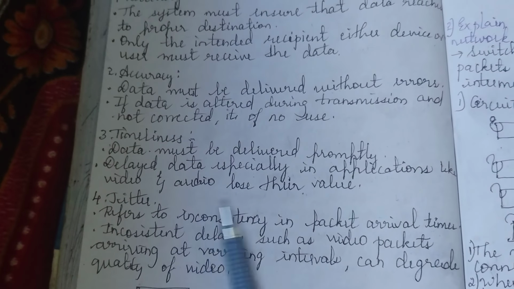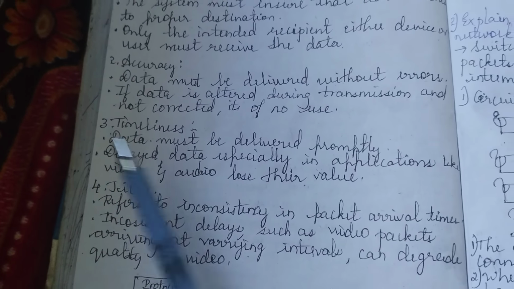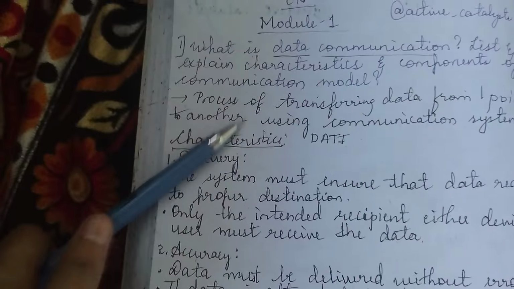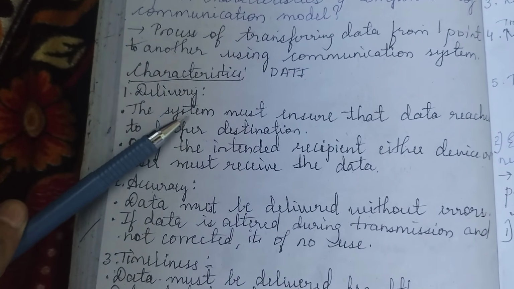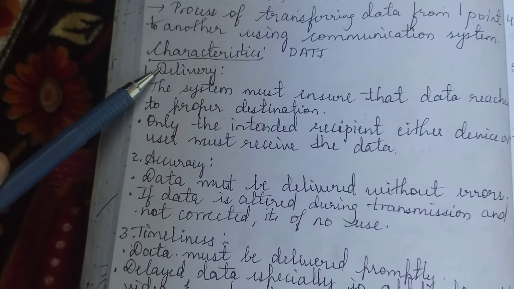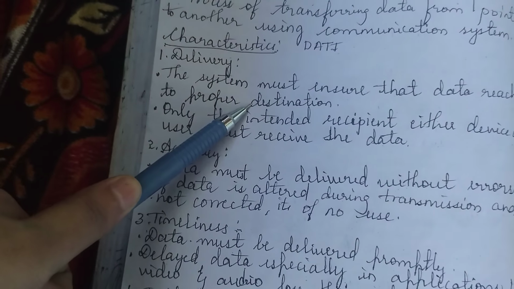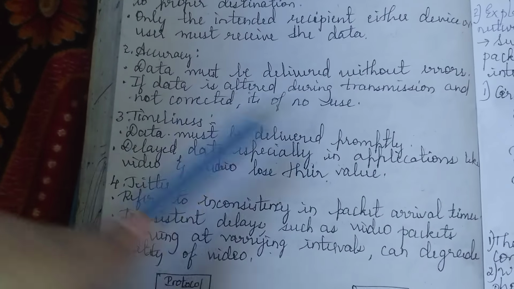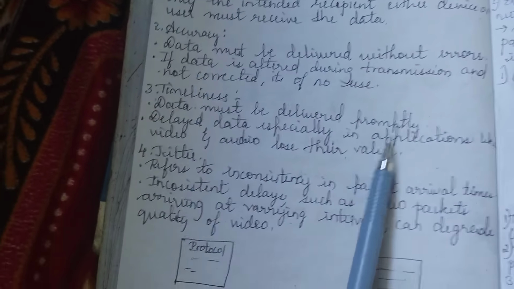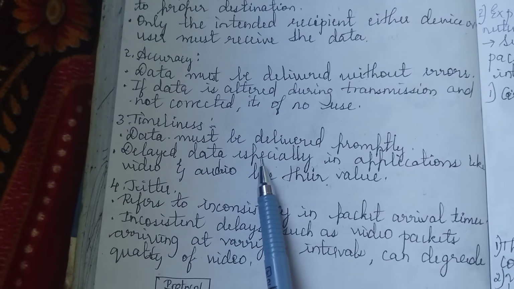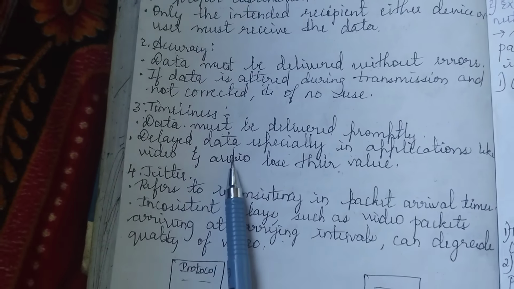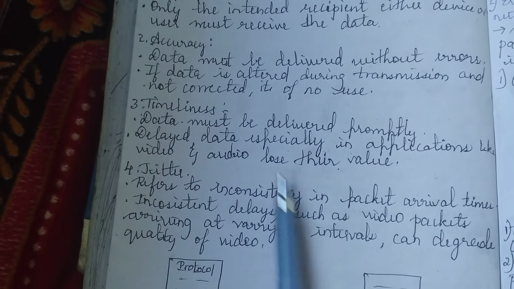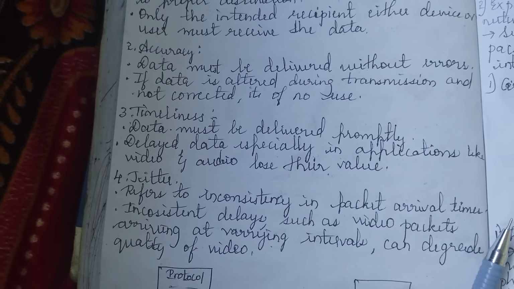Then comes jitter. Jitter is nothing but inconsistency in packet arrival. In simple terms, for delivery just remember that it should reach the proper destination: delivery D, and the answer also D, destination. Accuracy is without errors. Timeliness is that it should be delivered promptly. For timeliness, just recall watching a YouTube video that gets stuck due to network issues. Jitter is inconsistency in packet arrivals.